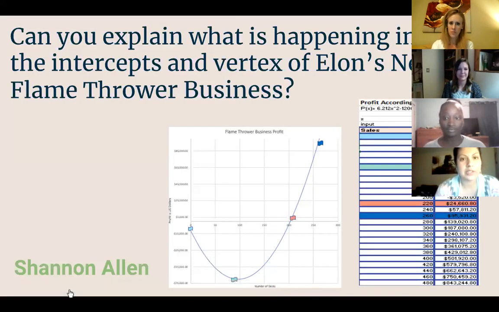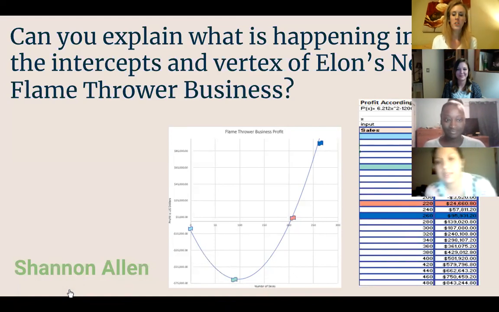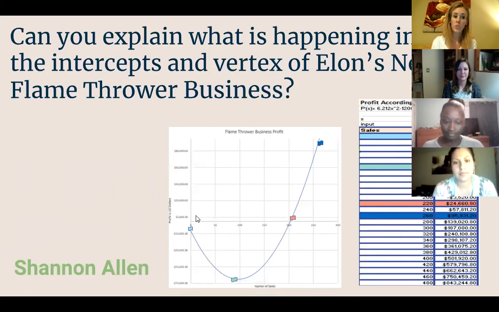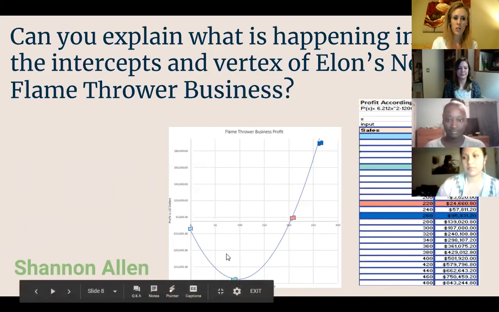Okay. Shannon, can you explain what is happening in the intercepts and the vertex of Elon's new flamethrower business? Certainly. So here we see a pattern in the rise and fall of the profit margin since its inception. The x-axis represents the input or the number of sales, and the y-axis represents the output or the profit. The initial investment of $12,000 is represented here in the y-axis. The bottom dollar mark down here of $69,880 is represented in the amount of items that were sold before the business took a turnaround and started its uphill climb towards making a profit.